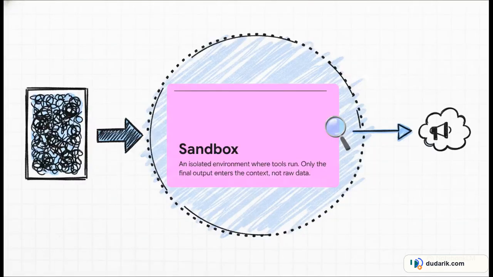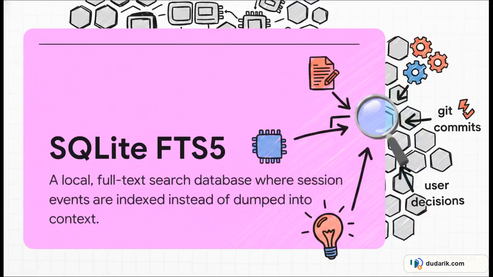First up, the sandbox. This is your first line of defense. When the AI wants to run a command, like reading a massive log file, it happens inside this isolated environment. All that raw data, we're talking kilobytes, maybe megabytes of text, never even touches the AI's context. The only thing that gets sent back is the final, concise result. That's it. Okay, so that handles the raw data. But what about everything else? You know, the file edits, the git commits, the error messages.